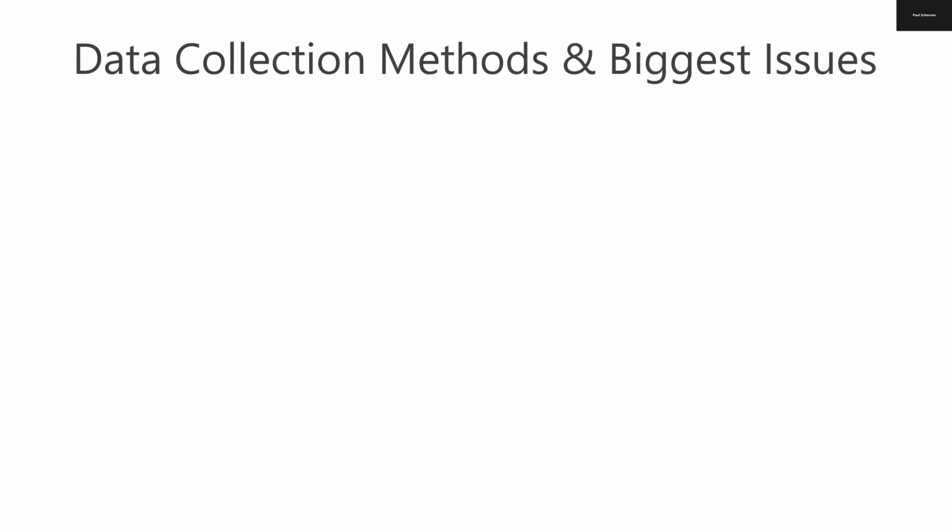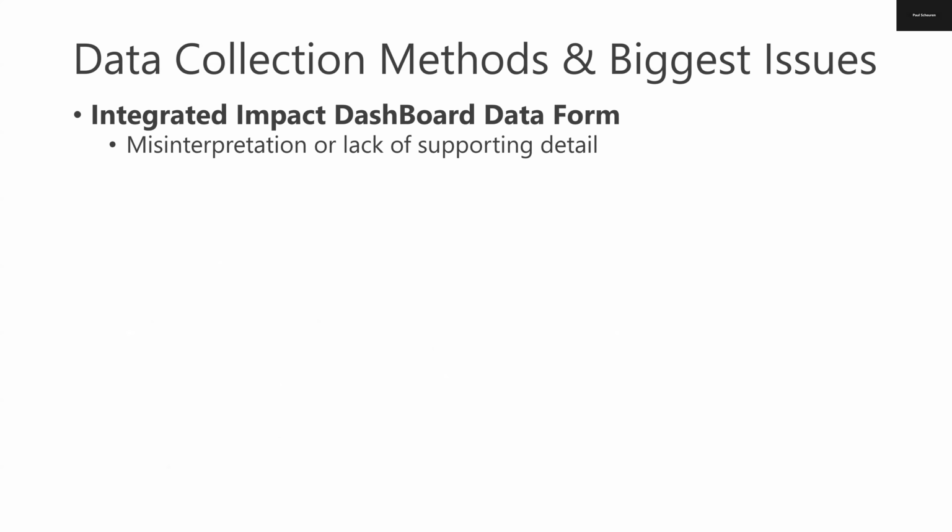So first, around this idea of data collection and the biggest issues that I see, there are three methods that I see as the typical way that our clients get information about projects. The first one is actually using the integrated Impact Dashboard data form. We built that data form to help economic developers collect those qualitative and quantitative numbers that we need for the impact analysis. For our purposes, we're more interested in those quantitative numbers, like what's the capital investment, how many jobs will you be adding each year, all of those things.